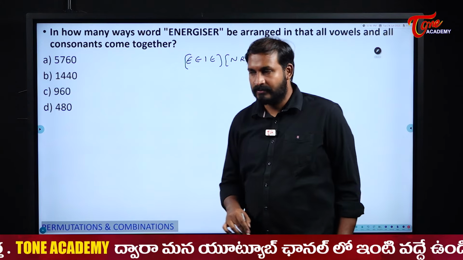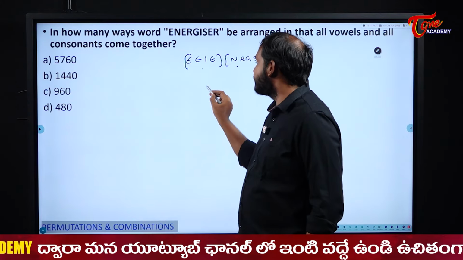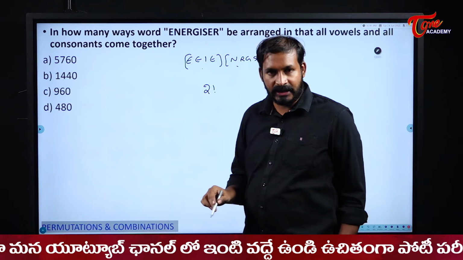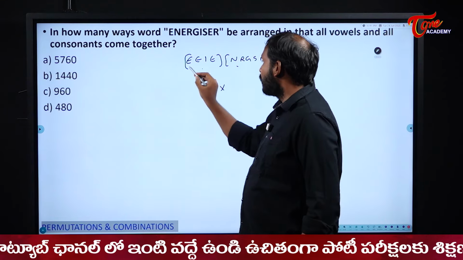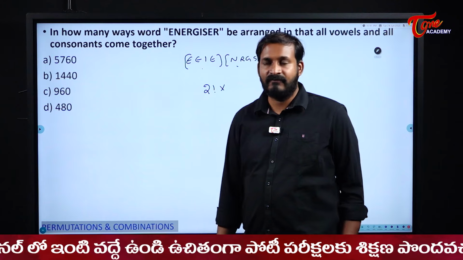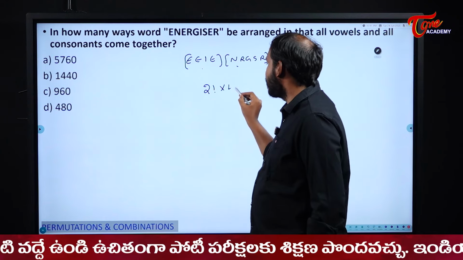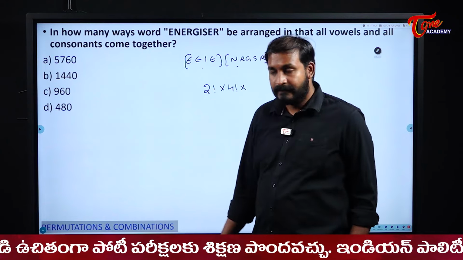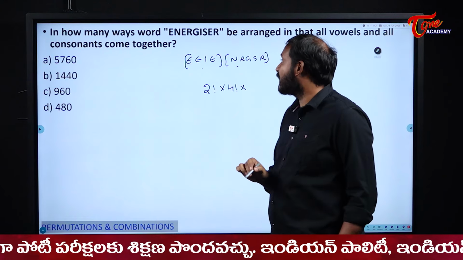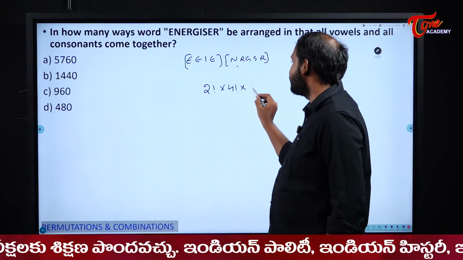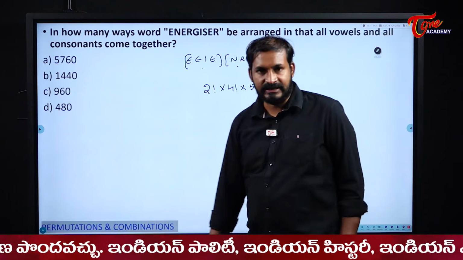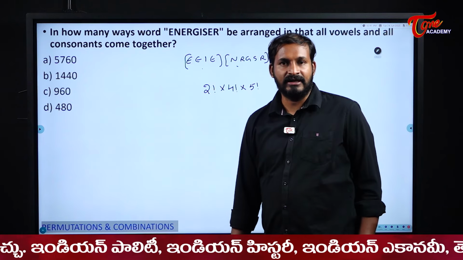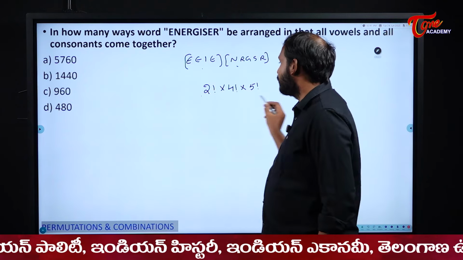Okay, sir. Good, superb. So as groups, in how many ways can I arrange them? 2 factorial ways. Next, how many vowels are there here? 4 vowels are there, sir. So I can arrange them in 4 factorial ways. And how many consonants do I have here? I have 5 consonants, so I can arrange them in 5 factorial ways. And that's it. Is it correct? No. Still we are left with something.